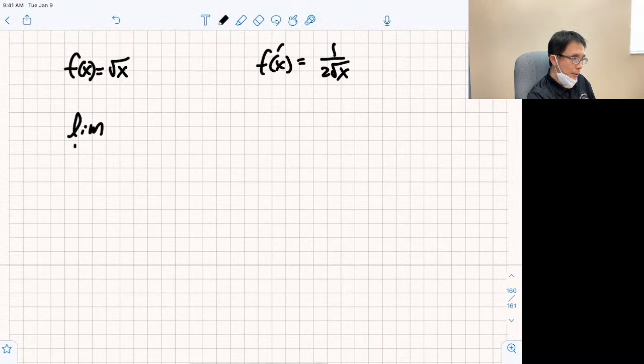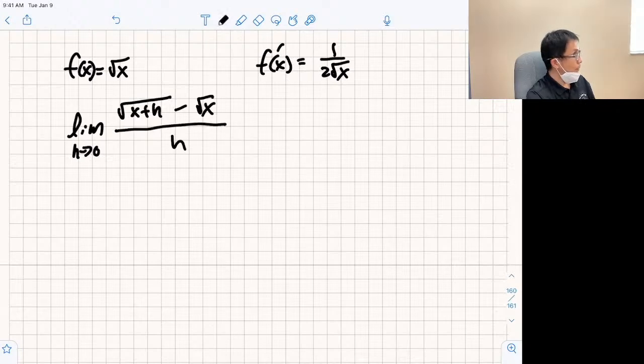So if you did it right, it's going to look like this. Remember, you plug in square root of x plus h. Does that make sense? Your square root should not stop right here. Keep going, because you substitute the whole thing inside. Does that make sense? Minus square root of x. Does that make sense? If I plug in h is 0, then it's going to be 0 over 0. So that means I have to do the conjugate.